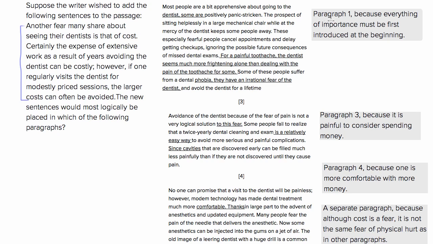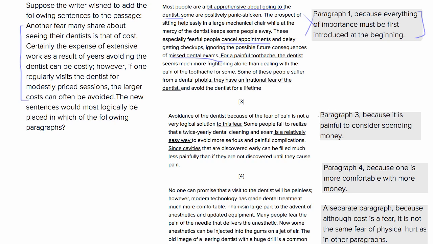So let's look, paragraph one. Paragraph one, because everything of importance must be first introduced at the beginning. This sentence, it's a fallacy. You don't always need to follow that in essay writing. But this sentence about cost probably wouldn't make sense because in paragraph one, the author is introducing us to the idea about being apprehensive about going to the dentist and people canceling appointments and the consequences of missed dental exams. So this is our introduction. So we don't want to talk about something specific like cost. So choice one is not going to be good.